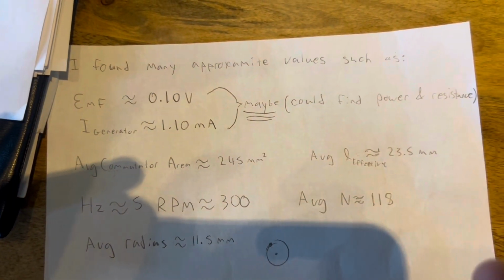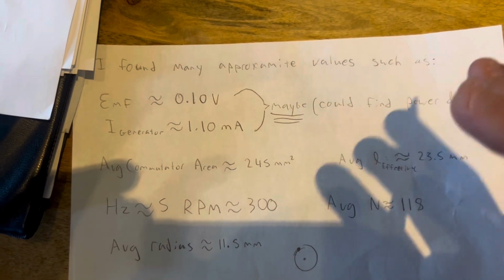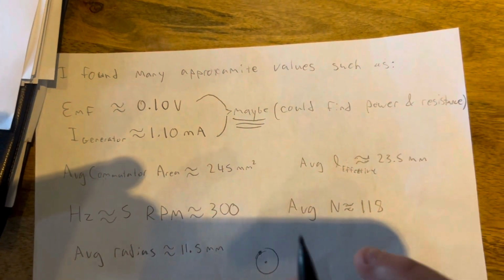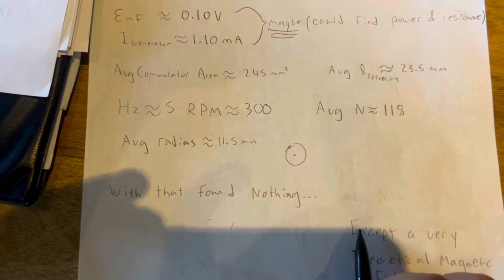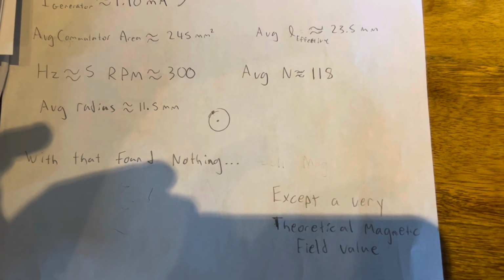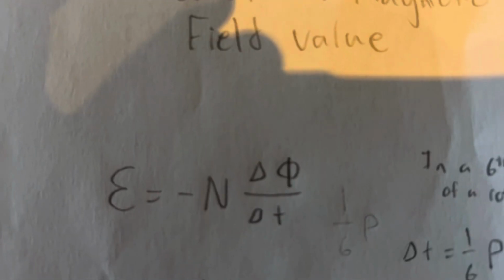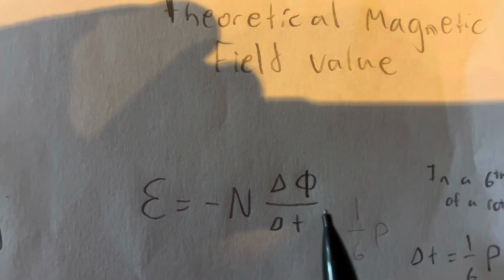Now, there isn't actually much that you can find with this. I was definitely missing some data, and I'm going to go over what specifically I was missing in a minute. But first, what did I find? Nothing, except a very theoretical magnetic field value. Now, I did that with this equation, which we went through earlier. EMF equals number of loops times change in flux divided by change in time.